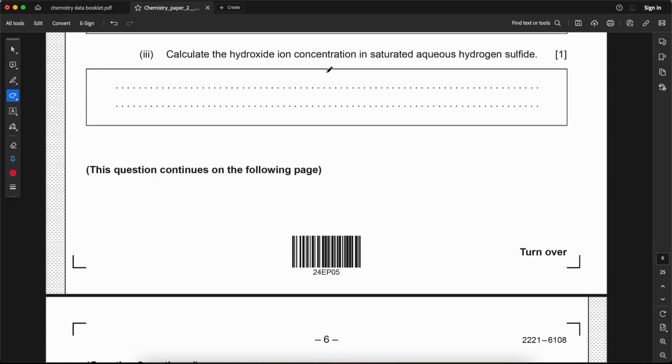Calculate the hydroxide ion concentration in saturated aqueous hydrogen sulfide. pH is 4, so pOH is 14 minus 4, which is 10. Concentration of OH minus would be 10 to the power negative pOH, which is 10 to the power negative 10.